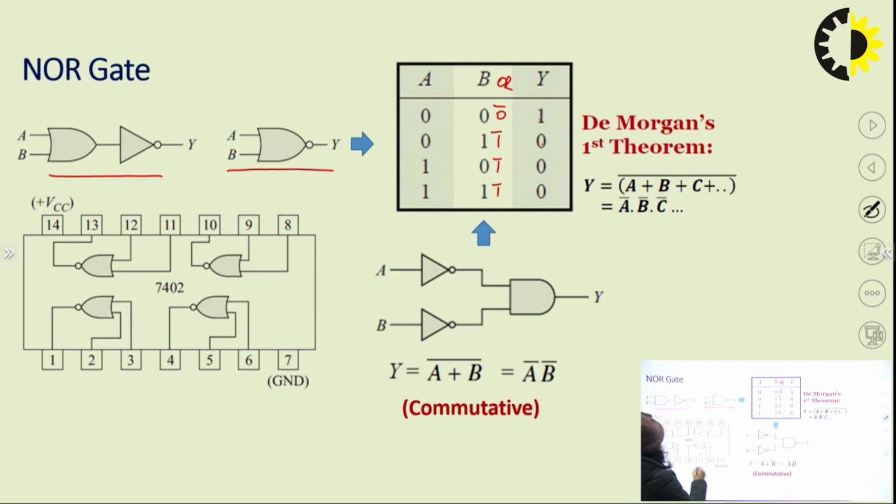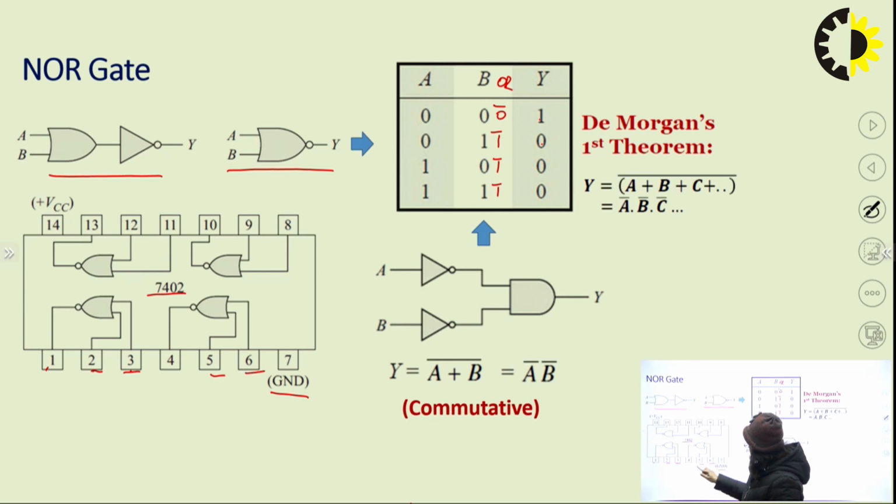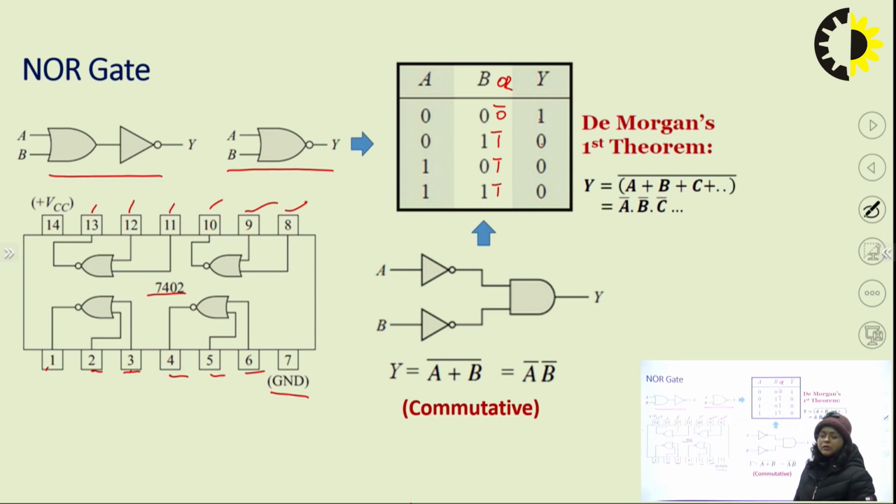The IC number for NOR gate is 7402. It is also a 14 pin IC with pin number 7 as ground and pin number 14 as VCC. If we give the inputs at pin number 2 and 3, the output will be at pin number 1. The input at 5, 6, output will be at pin number 4. Input at 8, 9, output at 10, input at 11, 12, and output at 13. So here also we use 4 NOR gates in this IC.